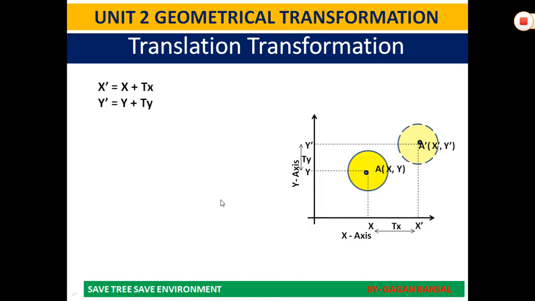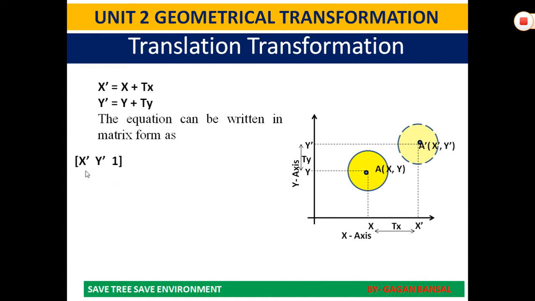So these two equations can be written in matrix form as, you can also write these equations. Suppose if I am giving you the row matrix x dash y dash 1 having one row and 3 columns, so it will be equals to x y 1.